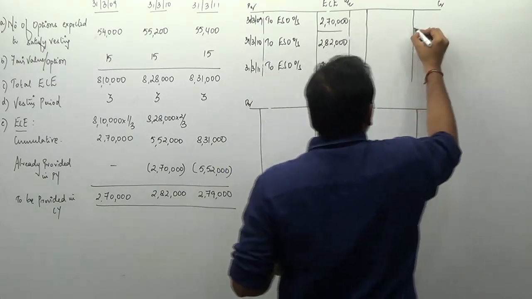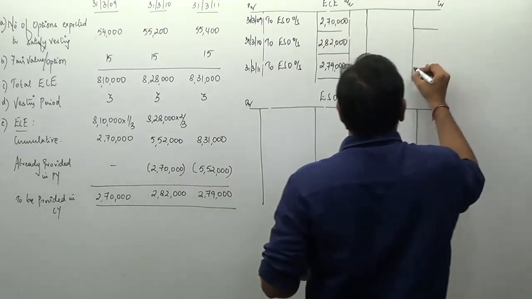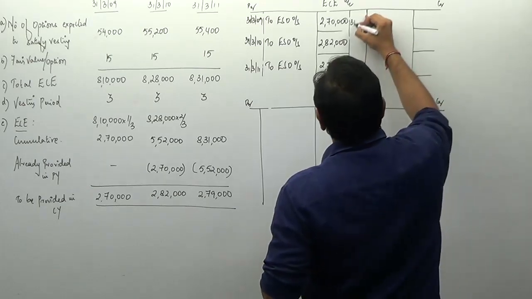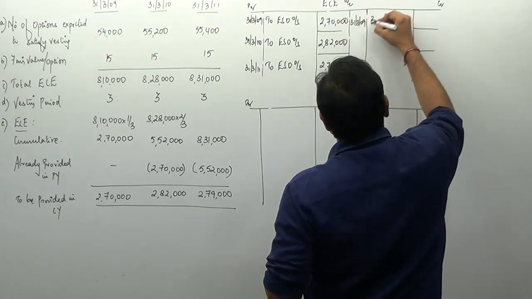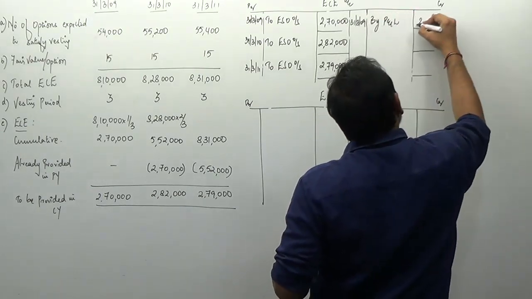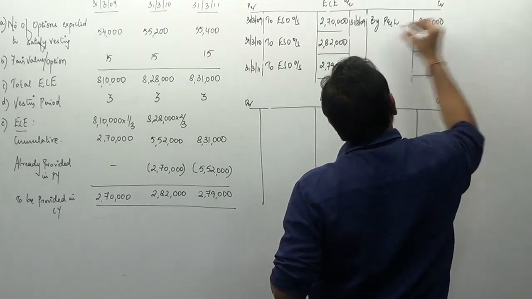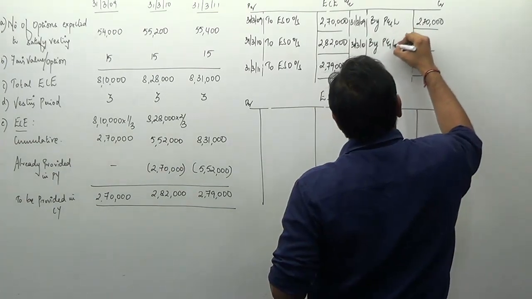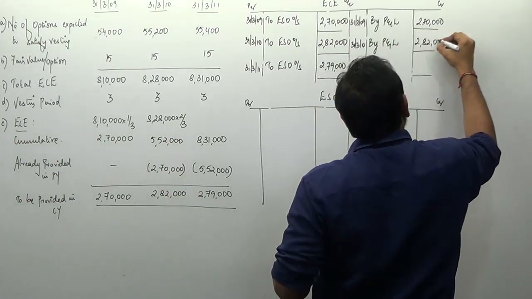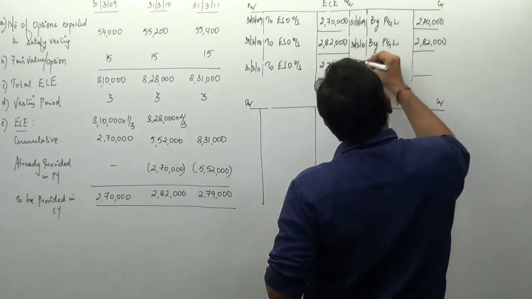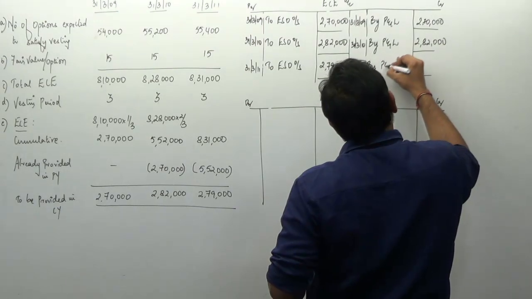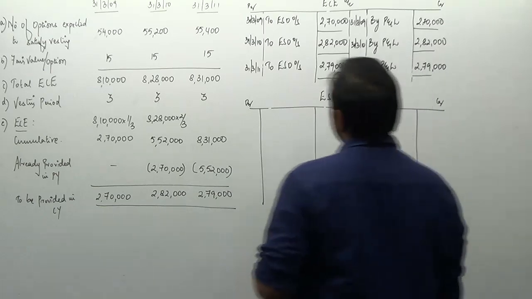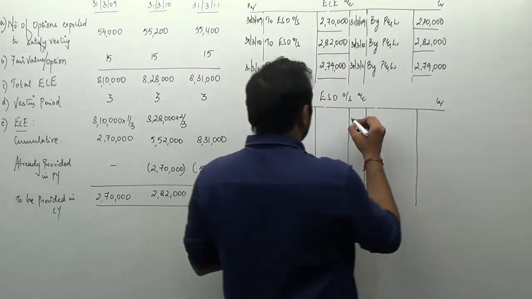You have to keep closing it every year by transferring it to P&L. March 2009 by P&L, 2,70,000. March 2010 by P&L, 2,82,000. 31st March 2011 by P&L, 2,79,000. Bring it down to ES outstanding.